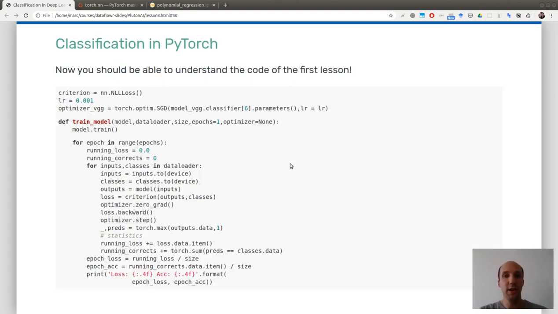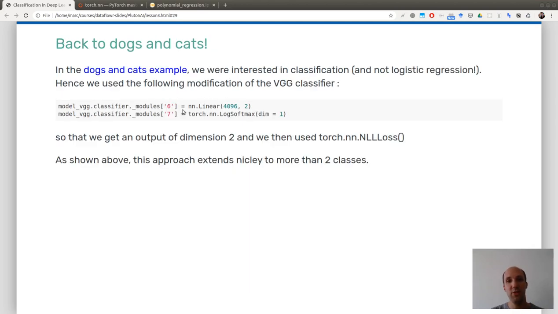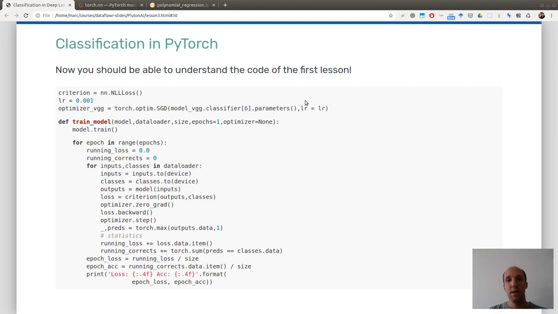So this is again the code that is taken from the first lesson, and now you should be able to understand the training. The model was defined before. You define a criterion which is NLL loss, a given learning rate, and the optimizer which is SGD for your classifier. Then the training is done.